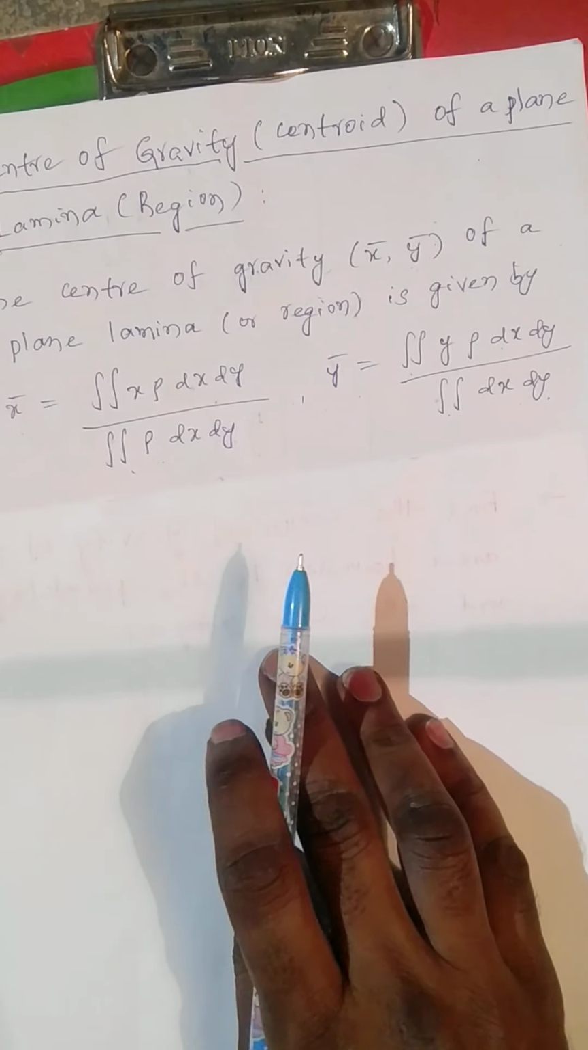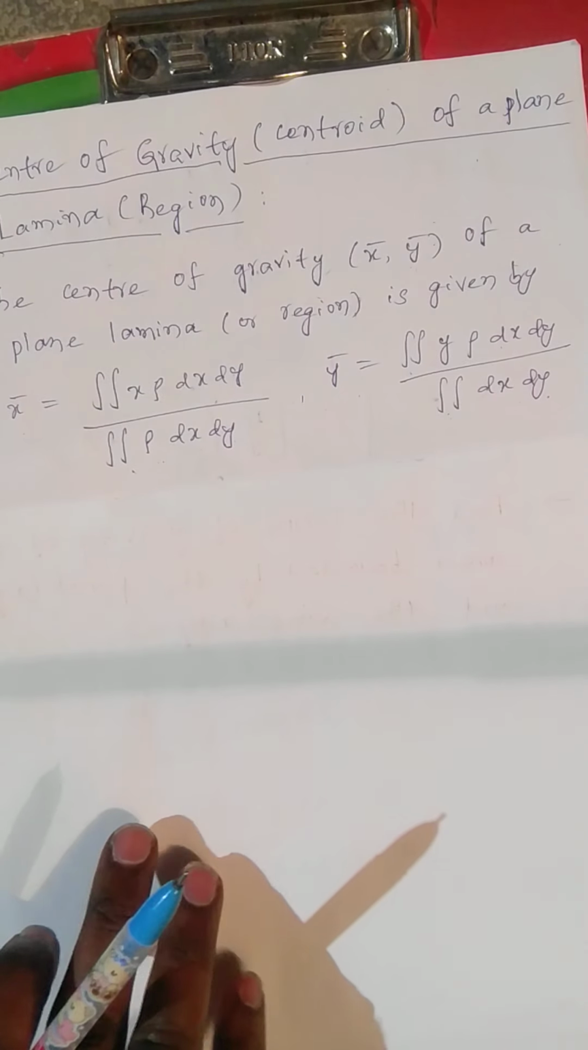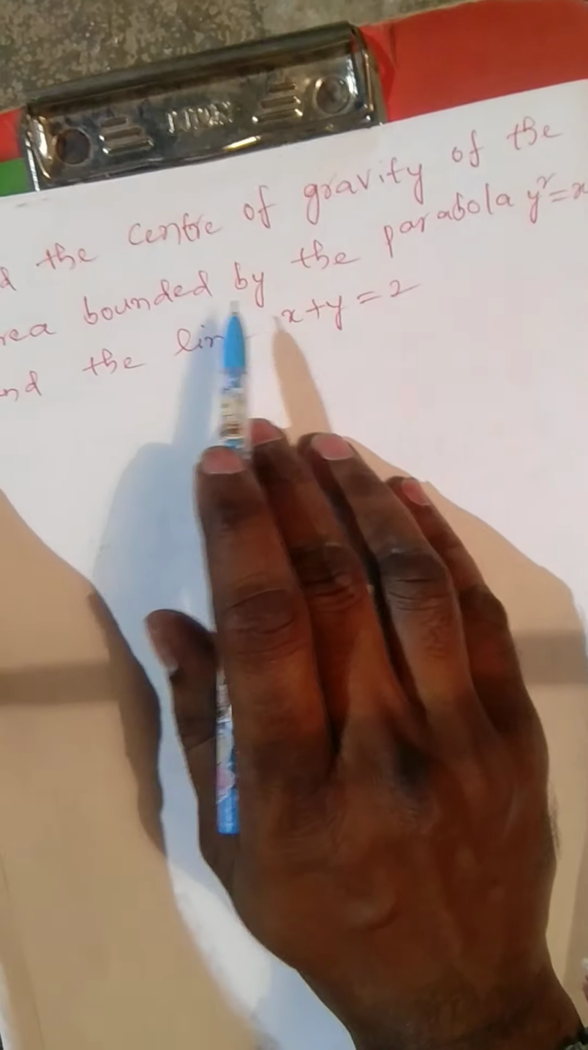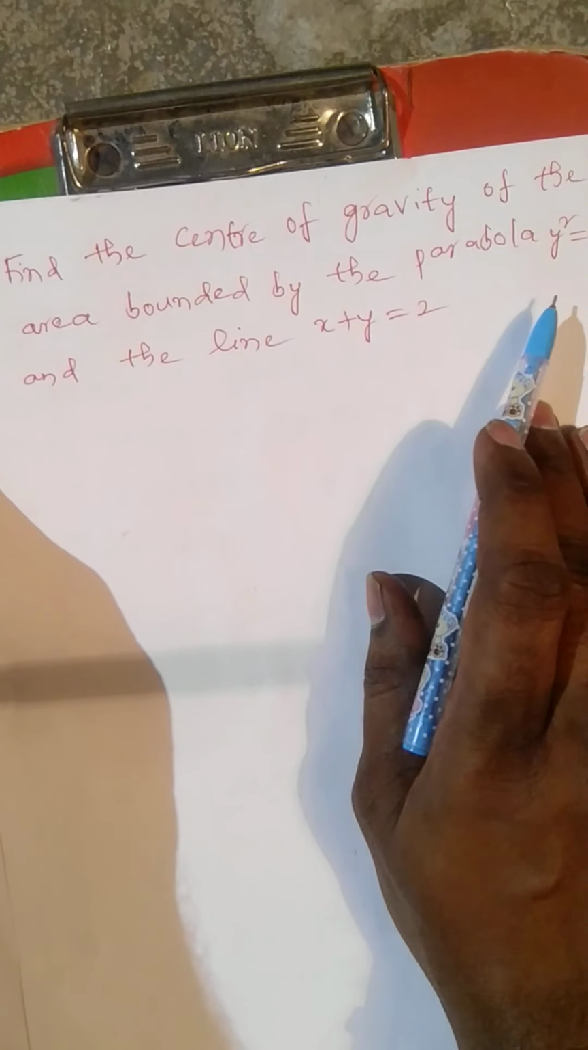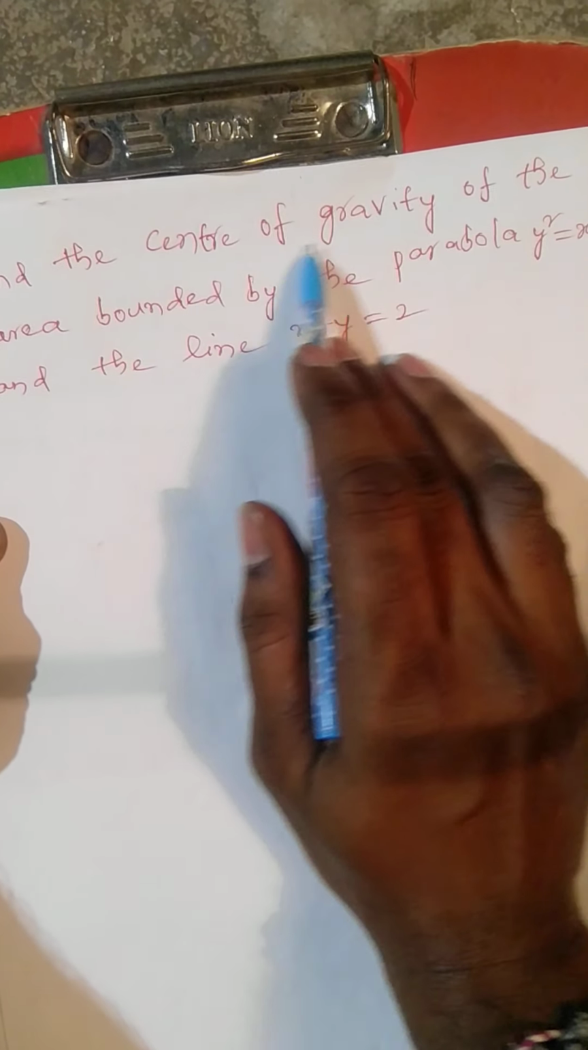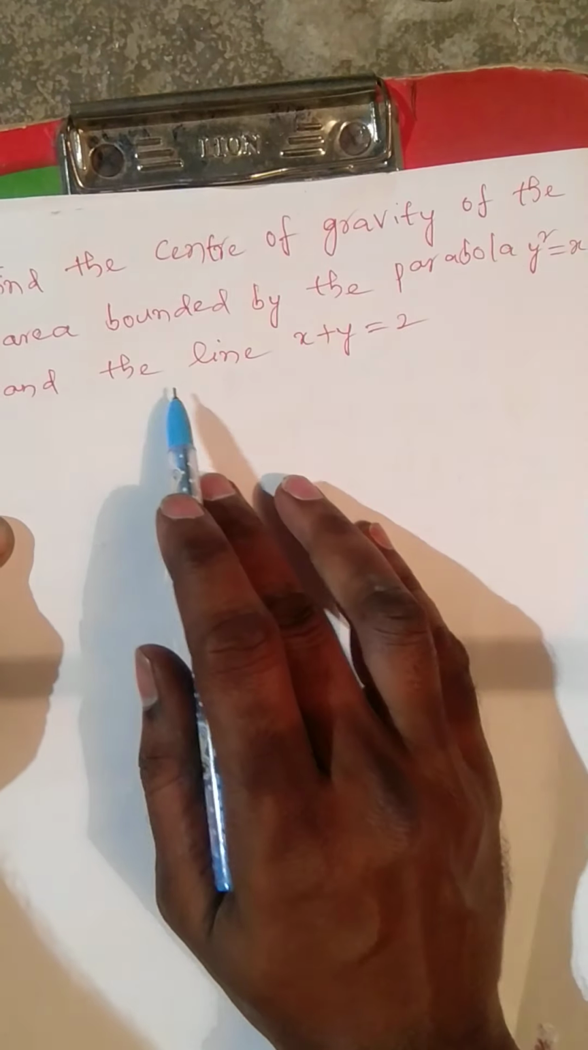Okay, now I'm taking one problem. With this problem I will explain how we can find the center of gravity of a plane lamina. Here the question is: find the center of gravity of the area bounded by the parabola y square equals x and the line x plus y equals 2. What's the question here? Find the center of gravity of the area bounded by the parabola y square equals x and the line x plus y equals 2.